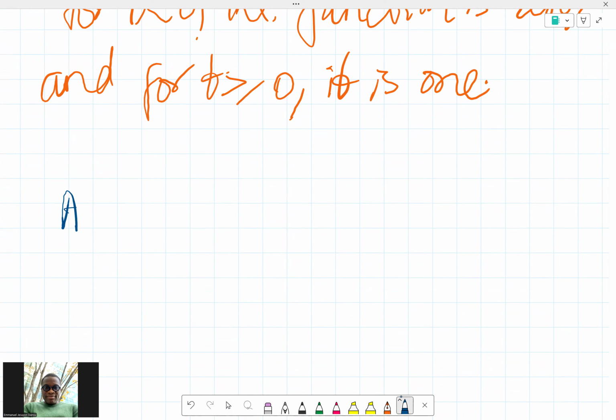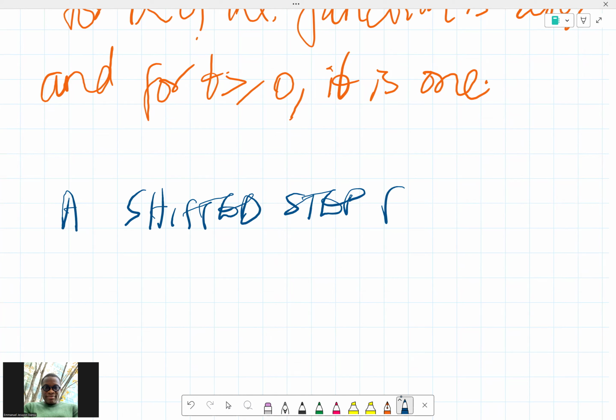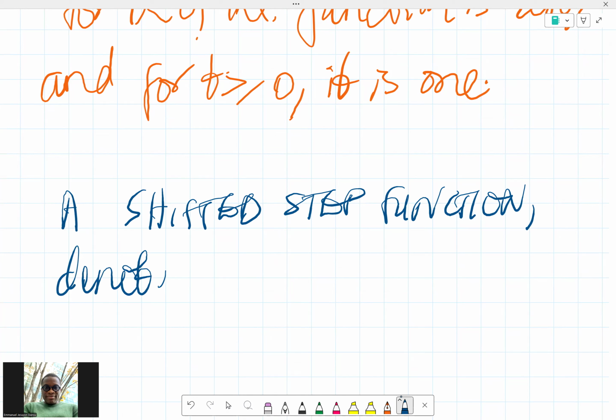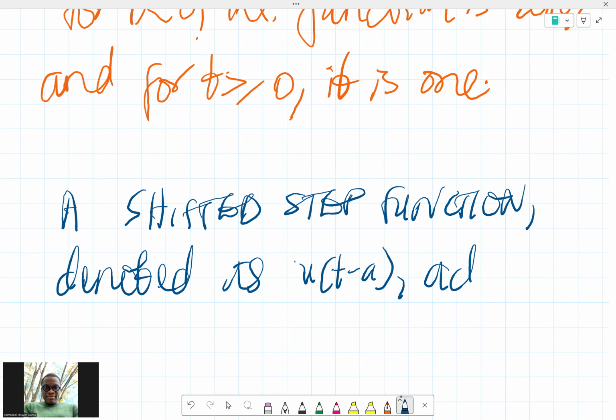So we also then have a shifted step function, denoted as u of t minus a. Previously, the step function is just u of t. Now, the shifted step function is u of t minus a, so we have it shifted by a steps. The normal function activates about 0: when you get to 0, it switches on, greater than 0 it's on, less than 0 it's off.